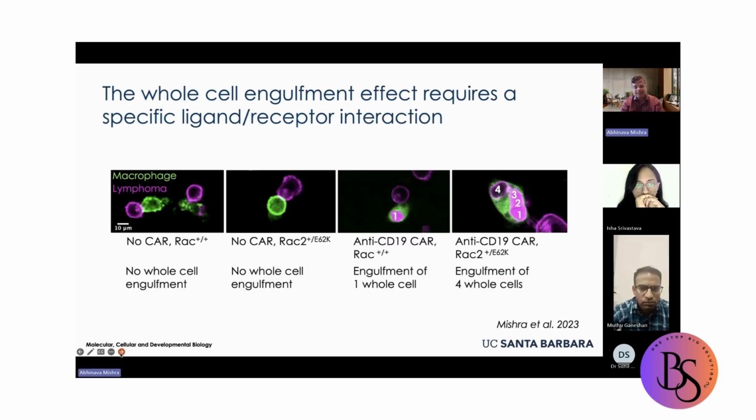And this is, again, like I said, dependent on receptor-ligand activation. So if you do not have a CAR, there is no engulfment, not in the wild type, not in the hyperactive RAC macrophages. But when you have a CAR, the wild type macrophages can sometimes engulf one cell, but when you have a hyperactive RAC with the CAR, now they can engulf many more cancer cells.